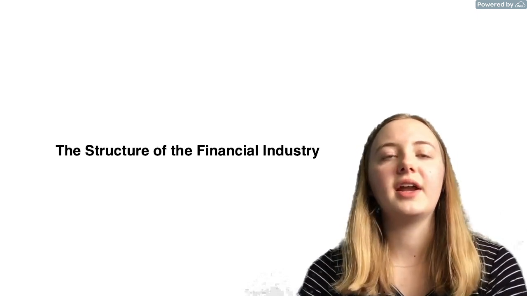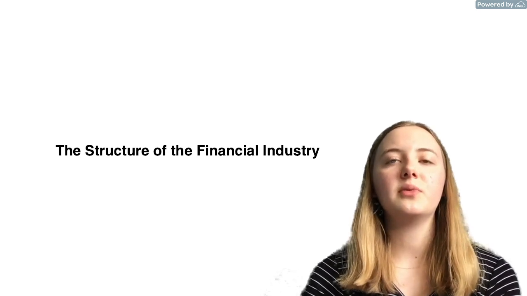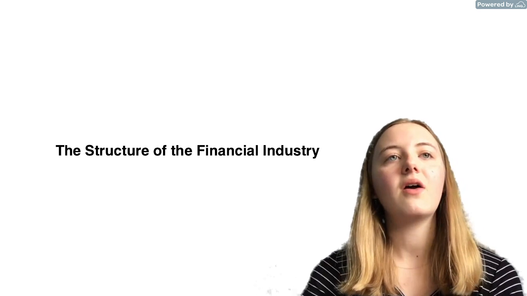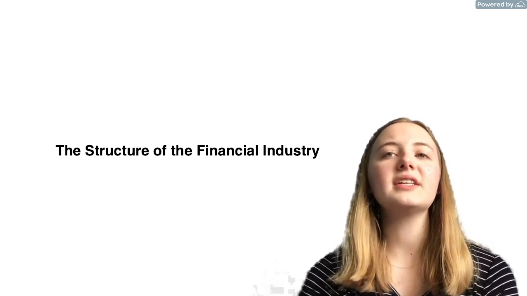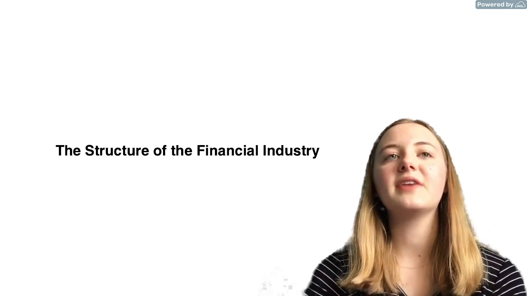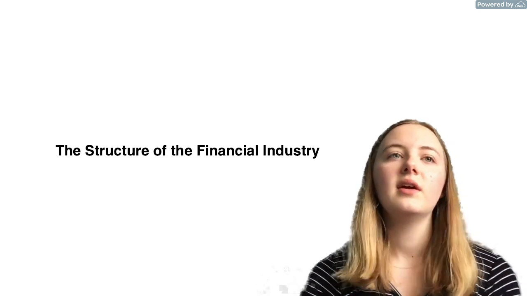The structure of the financial industry. In analyzing the structure of the financial industry, we can start by dividing intermediaries into two broad categories, called depository and non-depository institutions. Depository institutions take deposits and make loans. They are what most people think of as banks, whether they are commercial banks, saving banks, or credit unions.